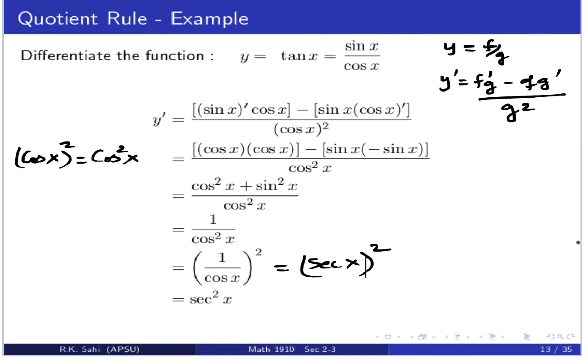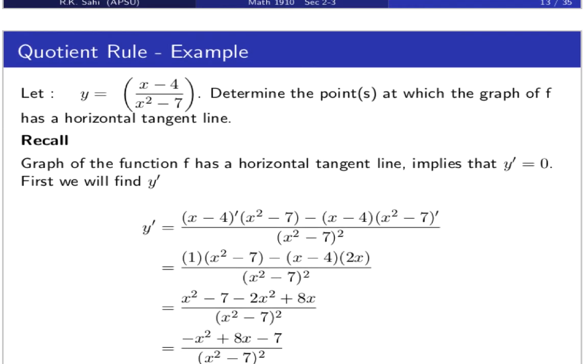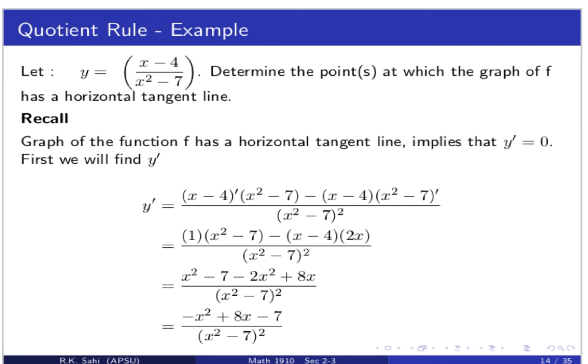Okay, so we have learned the differential of another trigonometric function, tangent x, is secant square x. Very, very important, guys. Now let's go ahead and do some more examples. We're given a function y equals x minus 4 over x square minus 7, and he asked, what are the points at which the graph of this function has a horizontal tangent line? So find the points at which the graph has a horizontal tangent line.